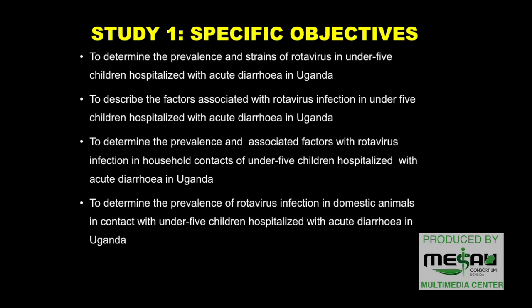hospitalized with acute diarrhea in Uganda, to describe the factors associated with rotavirus infection in under 5 children hospitalized with acute diarrhea in Uganda, to determine the prevalence and associated factors with rotavirus infection in the household contacts of the under 5s hospitalized with acute diarrhea, and to determine the prevalence of rotavirus infection in the domestic animals that were staying in these households of these children who were admitted with acute diarrhea.